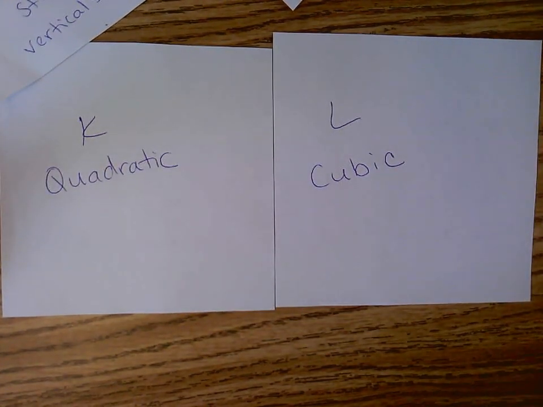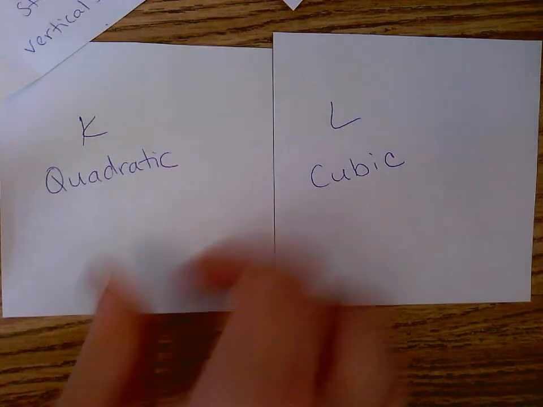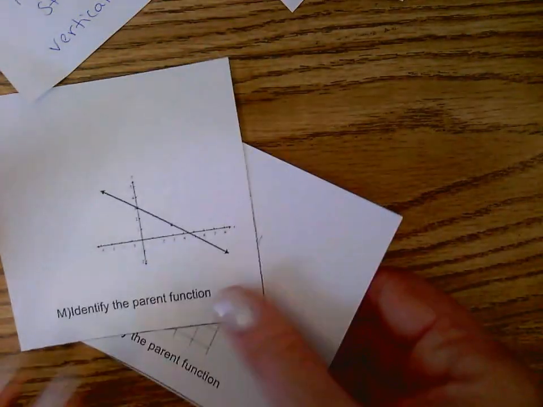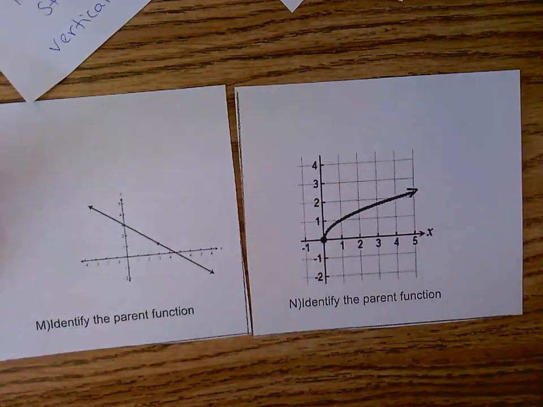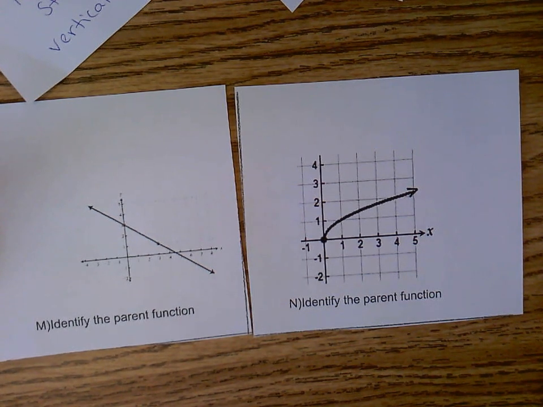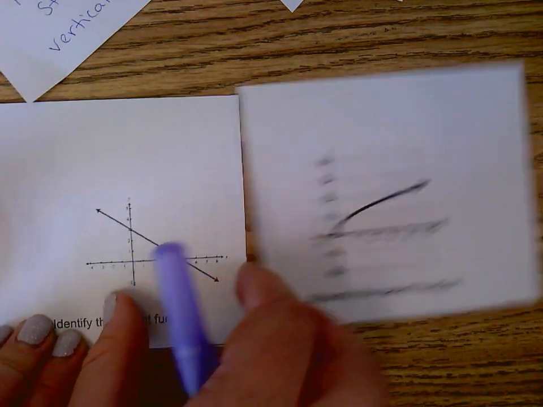Then we'll do M and N. So K is quadratic, L is cubic. Did we get those okay? Can I move them? That's just K and L. I'm moving K and L. Okay. So then I got M and N. What is M and what is N? Linear and square root. Who said that? Zach. All right. So linear.